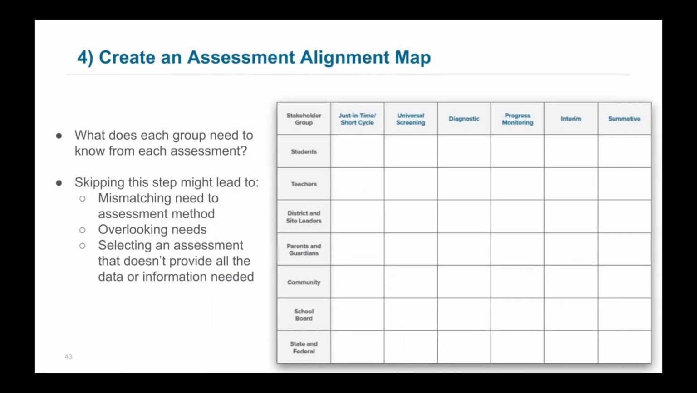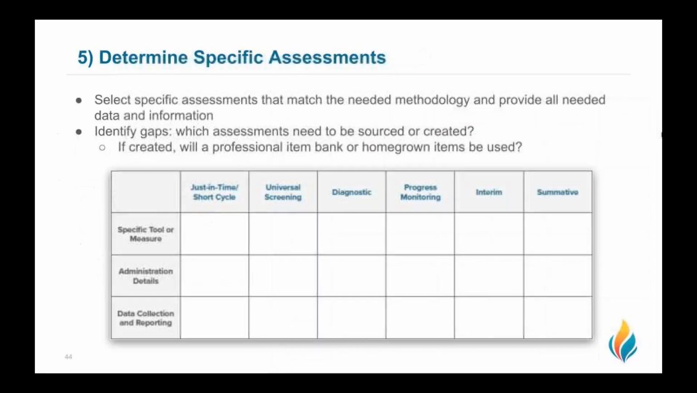So step number 4, create an alignment map. What does each of these groups need to know from each of these assessments? So you want to make sure that you don't overlook needs of some groups, or you're using the wrong assessment for the wrong need for the wrong group, or giving an assessment that doesn't provide the data you needed in the first place. So that's where you'll want to do this alignment map. You're looking for gaps, redundancies, what are we missing, what do we have too much of?